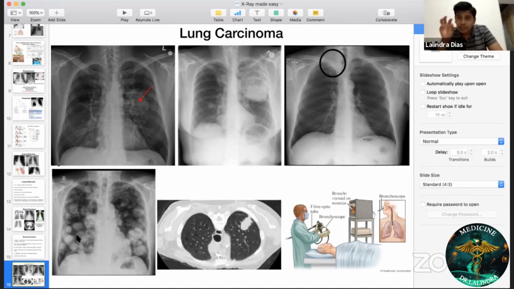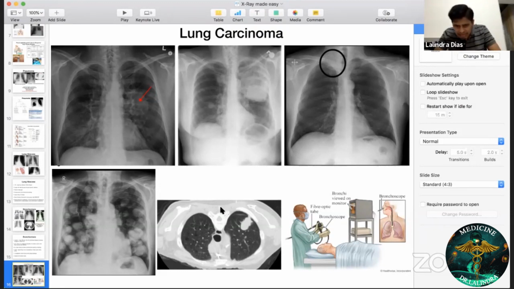Okay, so when you get secondary metastatic deposits in the lung, there's a peculiar appearance. It's like multiple balls. Can you see multiple balls? So these are called cannonball metastatic deposits. So this is a patient with cannonball secondary metastatic deposits in the lung. And this is a primary lung cancer, what we call bronchial carcinoma.